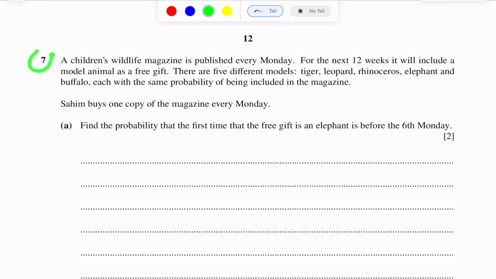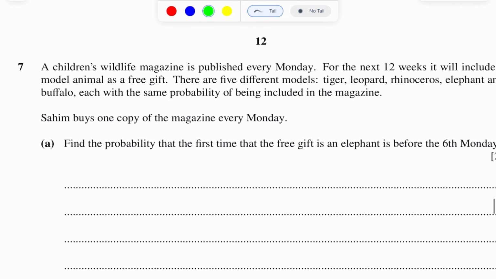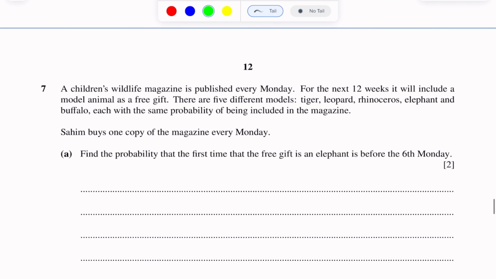Question number 7. This question is the last question of this paper. In this question, there are two concepts: geometric distribution and binomial distribution.